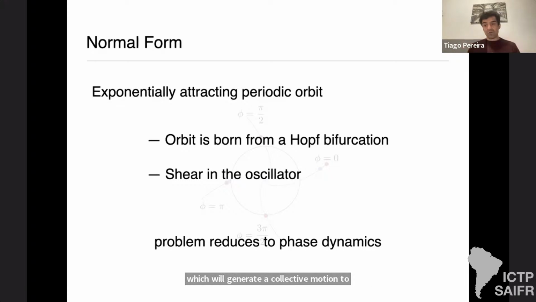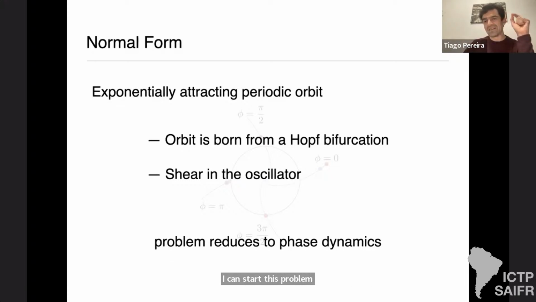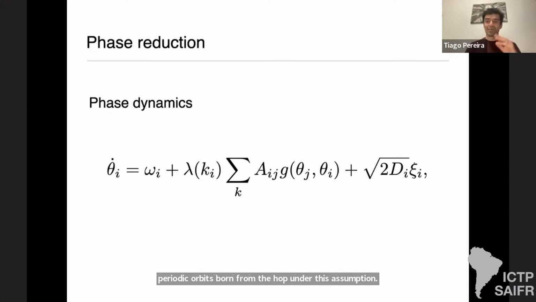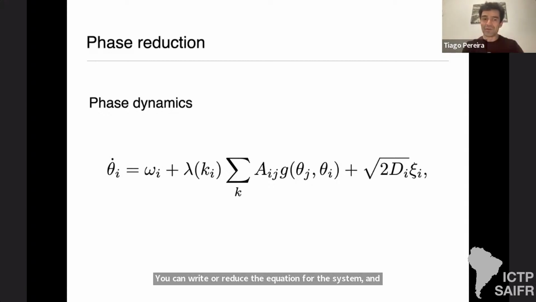To start this problem, I can start in a very general way. I can just say that the dynamics of each isolated system has a periodic orbit, and I'm assuming that this periodic orbit is born from a Hopf bifurcation. Under this assumption, you can write a reduced equation for the system, and you can parameterize the whole system in terms of the phase of the periodic orbit.